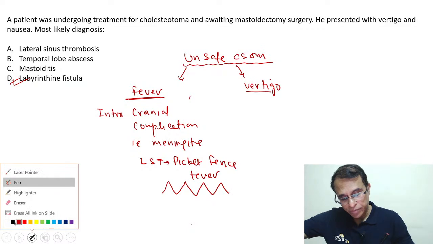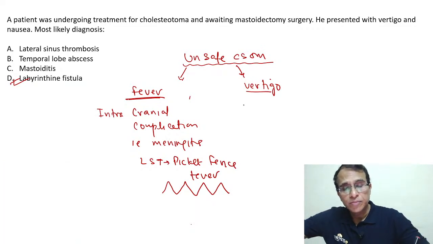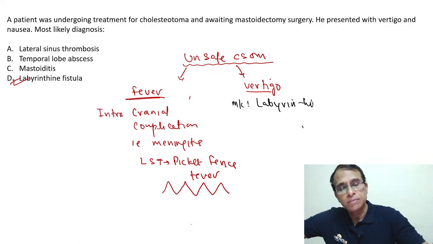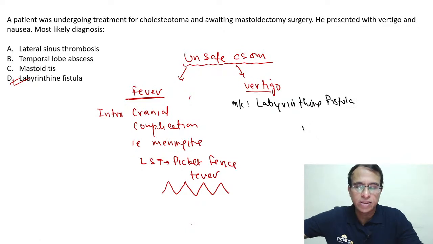But if the patient of unsafe CSOM begins to have vertigo, then more commonly it is labyrinthine fistula. This is the most common. So obviously labyrinthine fistula has to be the correct answer in this case.